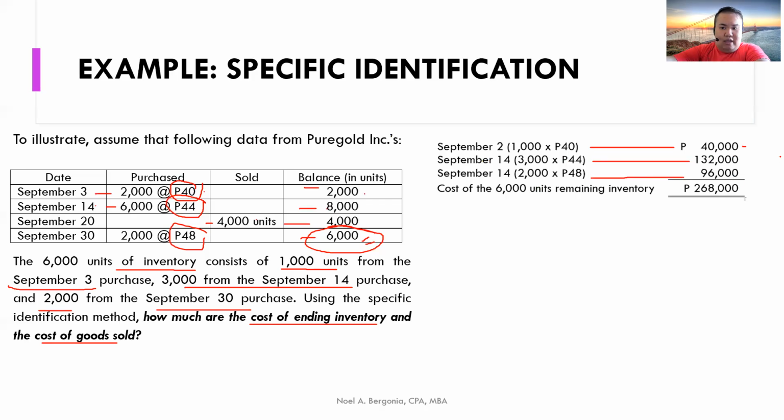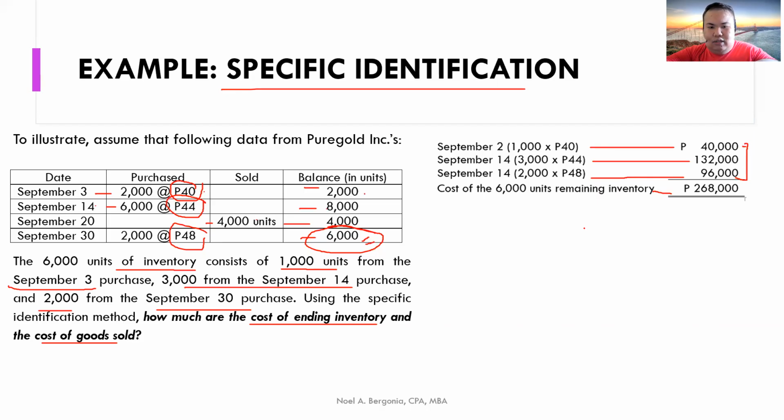So overall, if we add them, the total cost of ending inventory natin coming from the 6,000 unit, which was specifically identified from the various purchases that we have, then it would be a total of 268,000. So that's the cost of the ending inventory using the specific identification method. Again, we could clearly identify kung saan po siya nanggaling. Okay, so are we good on that? All right, very good. So the next question was actually, magkano po yung cost of goods sold?